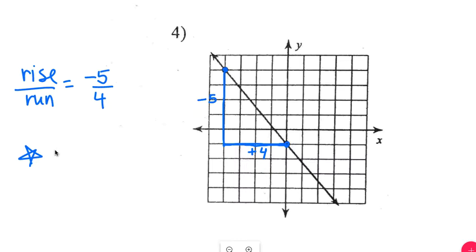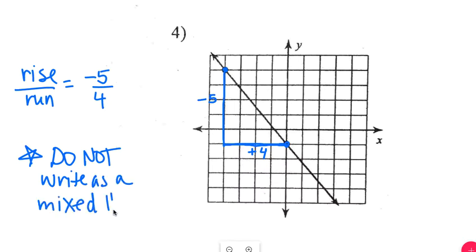One thing to note, do not write that as a mixed number. Leave that improper because it's a rise over run. Having a whole number is not going to make any sense with a fraction next to it. You have to simplify if possible, but you do not make it mixed. If it's improper, you leave it improper.